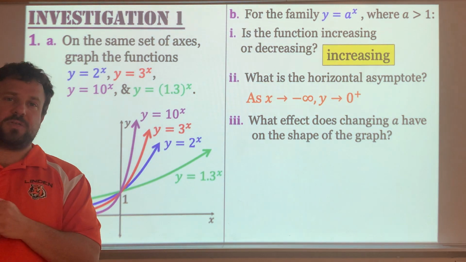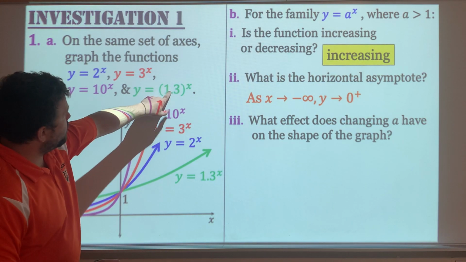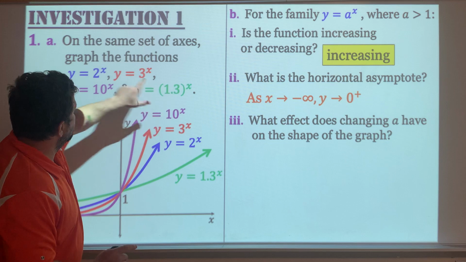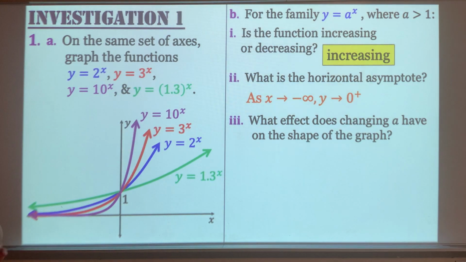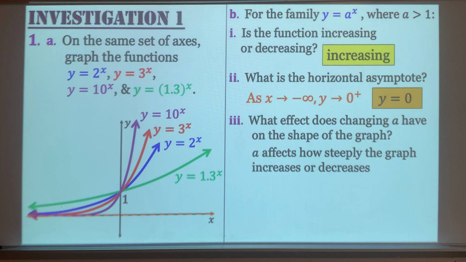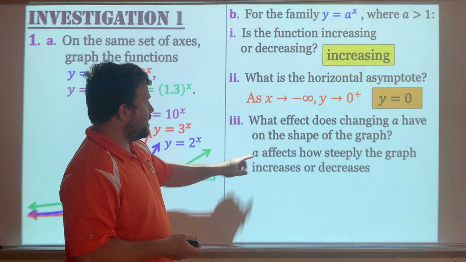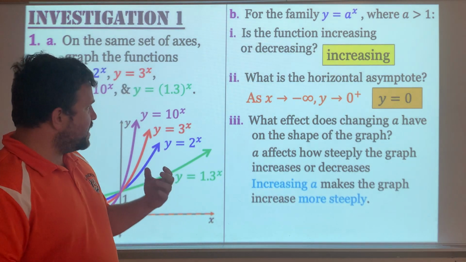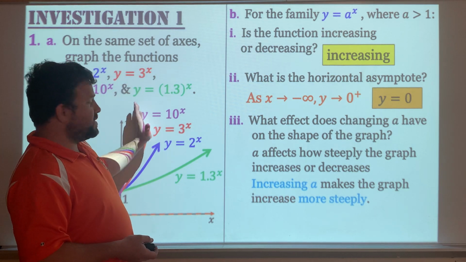So what effect do you notice it has on the graph? Do you notice anything? Let's see. How about we do this? As A increases, what's happening to the graph? Does the shape change at all? It does, right? As it changes, A affects how steeply the graph is going to be either increasing or decreasing. So pretty much increasing A, making A a higher value, makes the graph steeper.